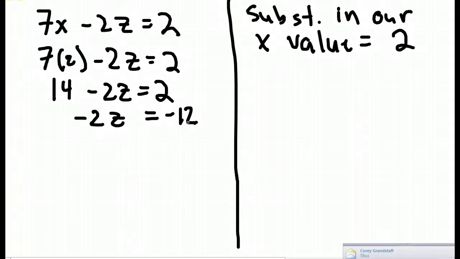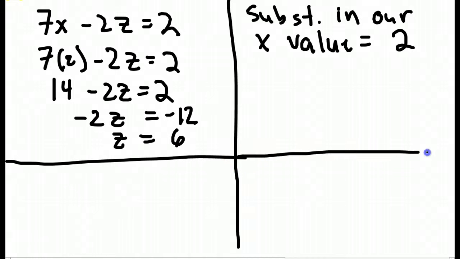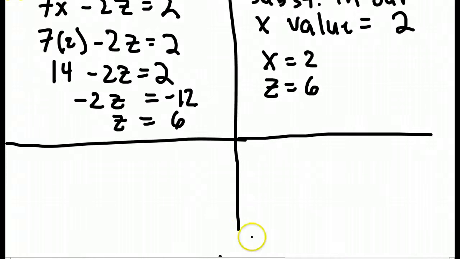So z equals 6. All right. So now we have two values. We know x equals 2 and z equals 6. We can then take these two values and put them back into our original equations. Any one. Let's look at which one will be the easiest.